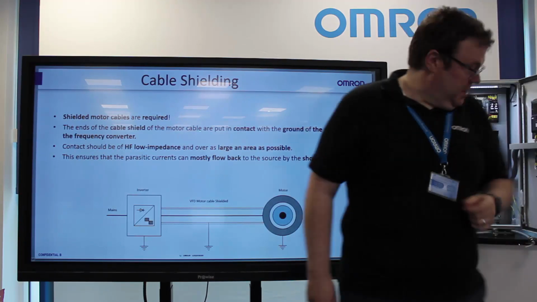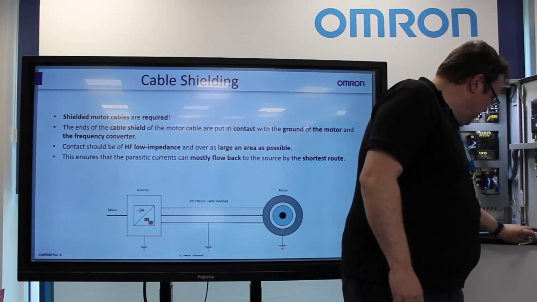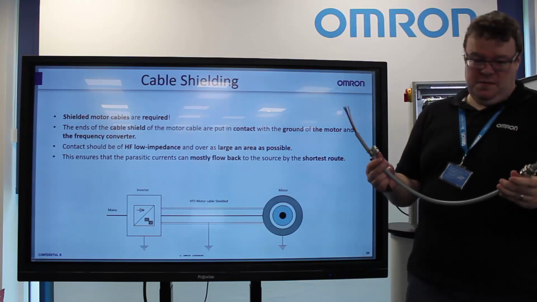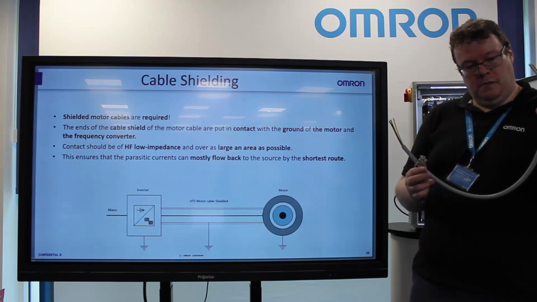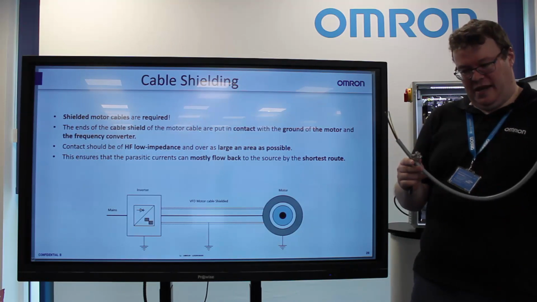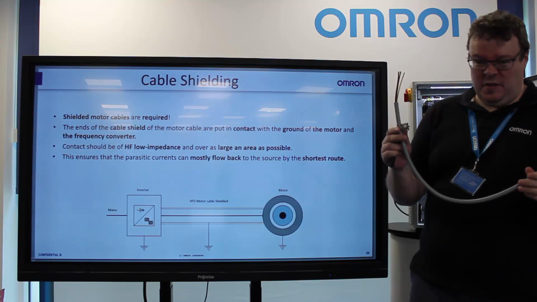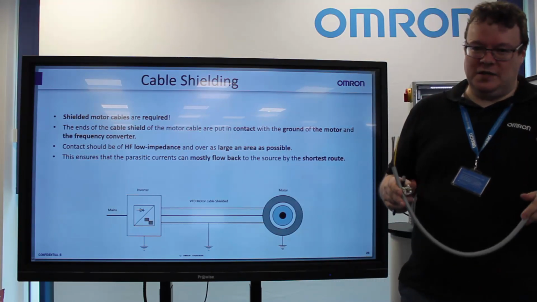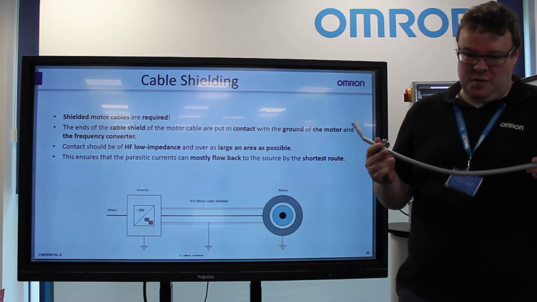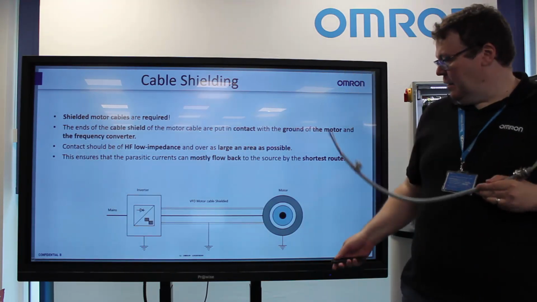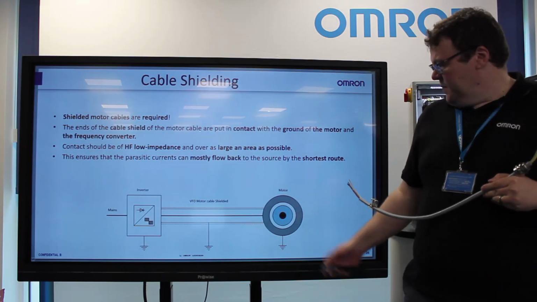So typically, what we'd use is an inverter or motor-rated cable. In this situation, both ends of the cable are shielded and connected to ground, either through a motor ground here or a yoke close to the inverter cable itself. The contact should be a high-frequency, low-impedance path with as large an area as possible. This is to ensure that those harmonics go through the actual cable itself rather than through another circuit.